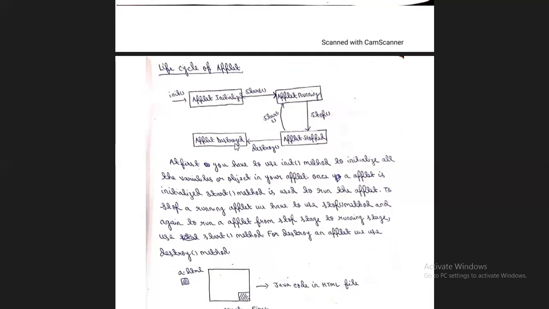And if we use the destroy method, then the applet which is in the applet stop state will move to the applet destroy state. Applet destroy means the applet is killed. So this is all about the life cycle of an applet. The applet life cycle basically has 4 stages: applet initialized, applet running, applet stopped, and applet destroyed.